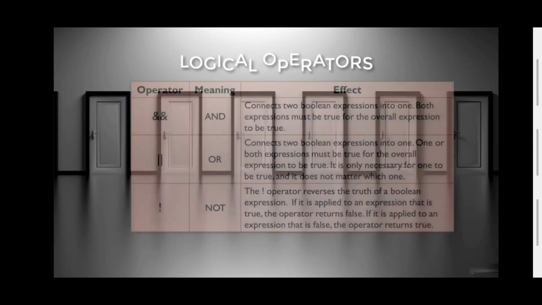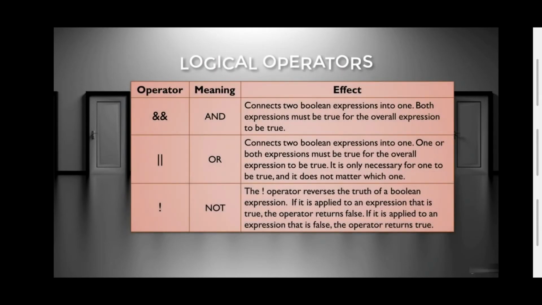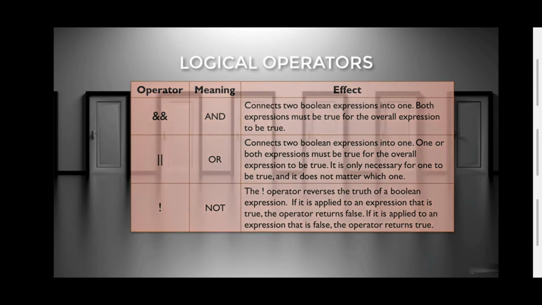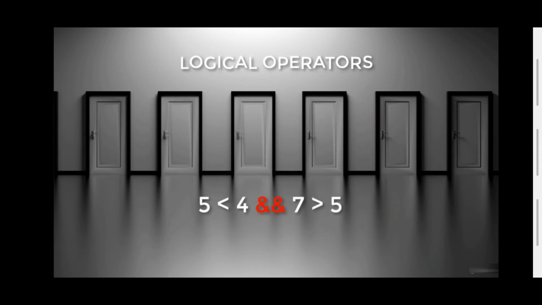Now look at the table for our logical operators. We can use the AND, the OR, as well as the NOT operators to connect two Boolean expressions into one. For the AND operator, both expressions must be true for the whole expression to be true. For example, if I have the following expressions joined by the AND operator, I would ask the question, is 5 less than 4 and is 7 more than 5?